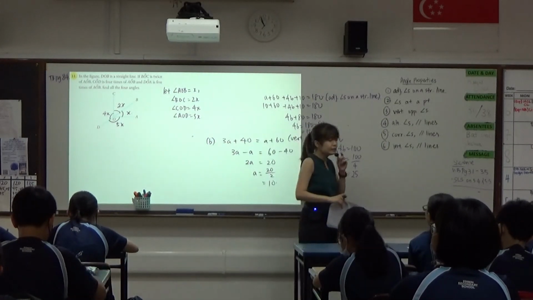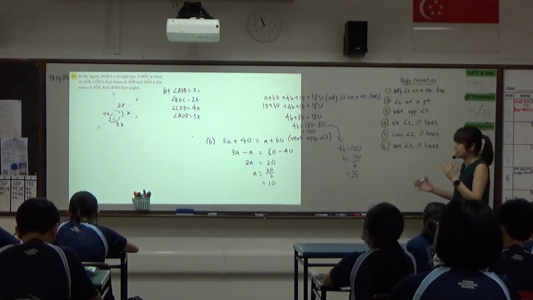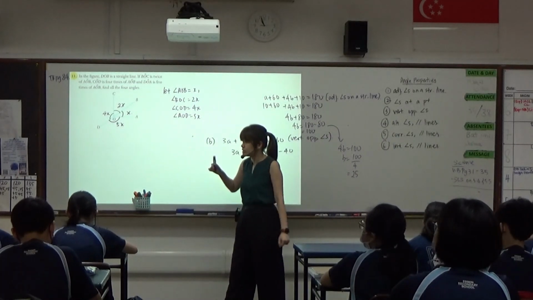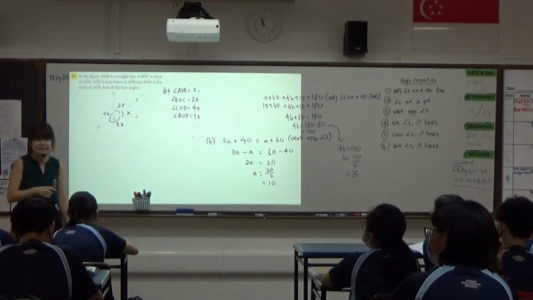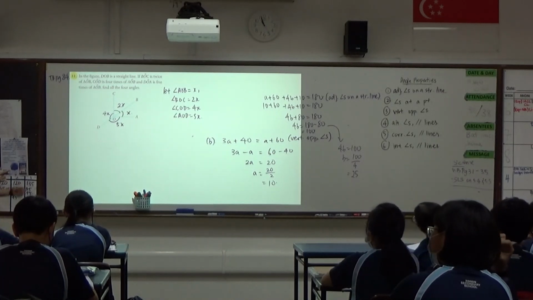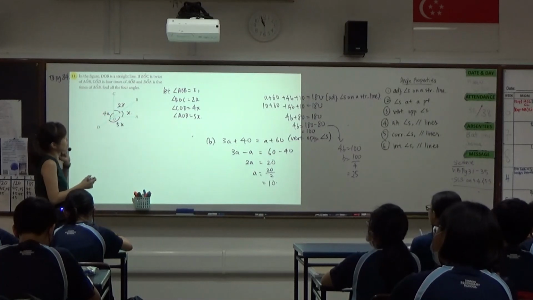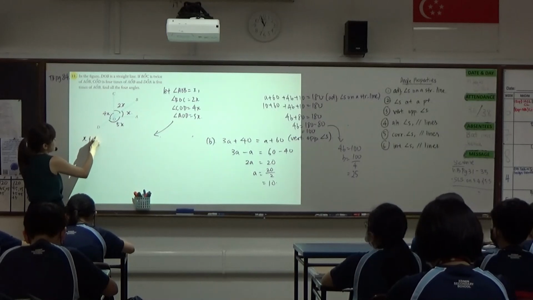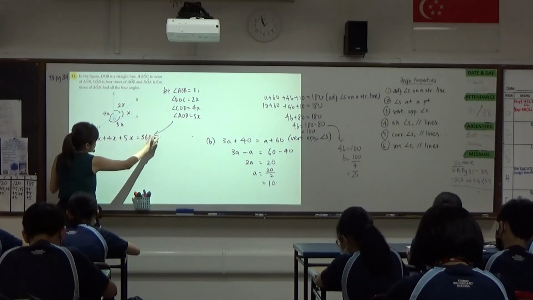Now that we have things to use already, our x, 2x, 4x, and 5x, what can we say about all of this? x plus 2x plus 4x plus 5x equals 360.